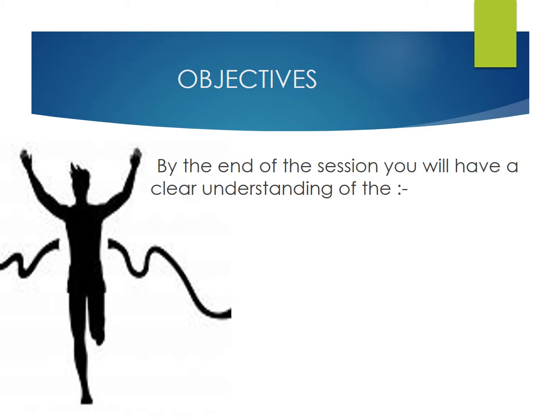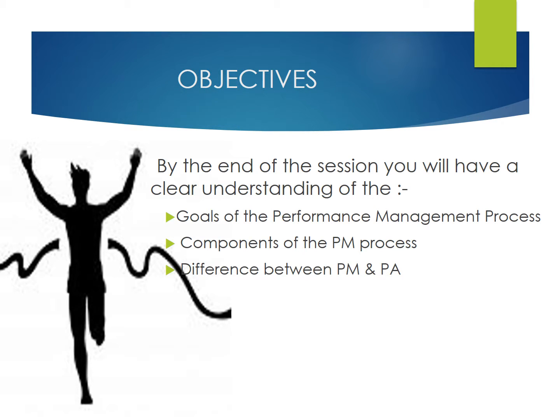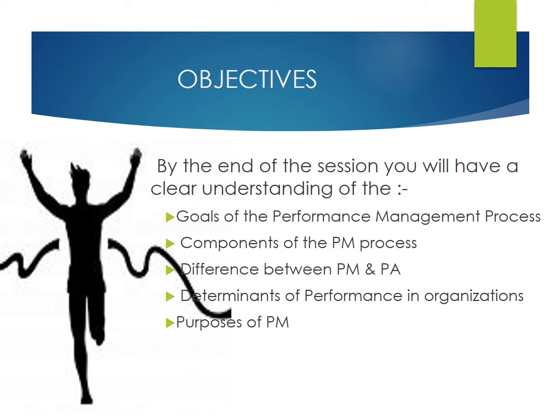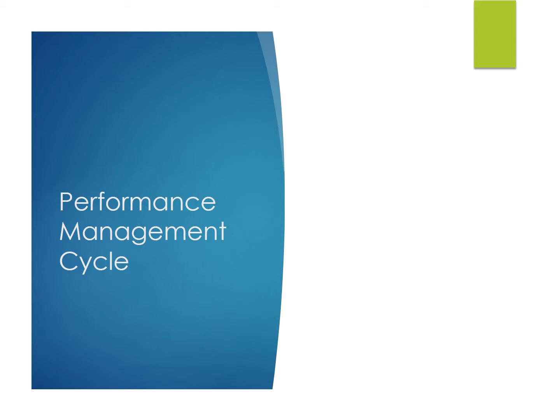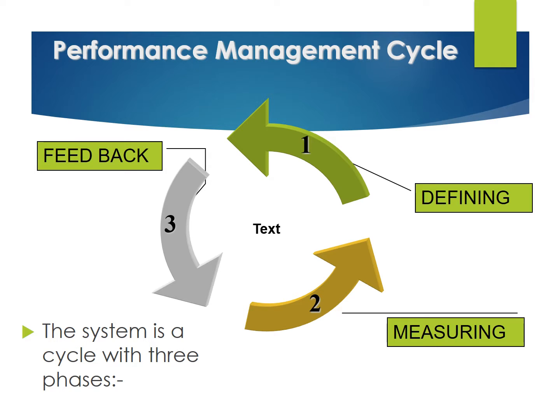So we've looked at this objective slide, and where we have gotten in this process is that we are looking now at the performance management cycle. Session 4 is going to talk through the criteria of measuring performance. So let's look at this cycle.